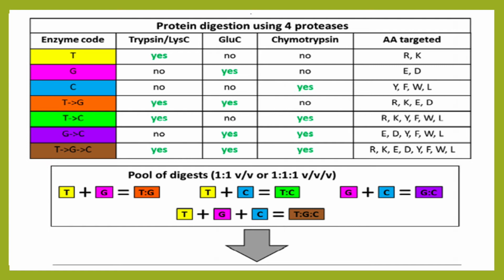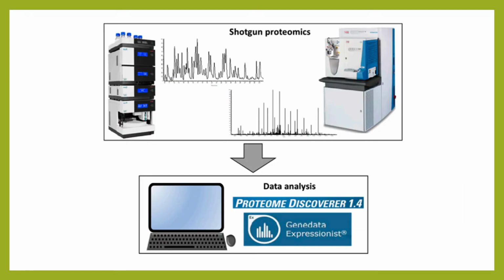The digestion efficiency of the proteases was first tested on their own or in sequence using the reference protein BSA and then applied to the plant sample. And LC-MS was used to analyze single, double, and triple enzyme digest. Proteins are then identified and annotated by the Proteome Discoverer 1.4 using sequence algorithm. Finally, data processing and statistical analysis were performed in Genedata Expressionist 12.0.